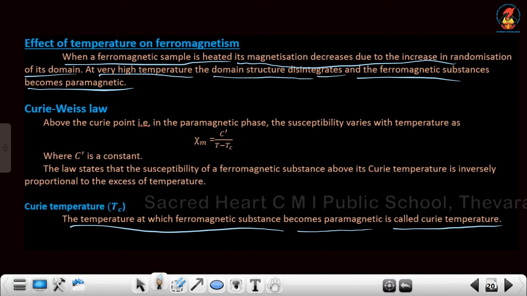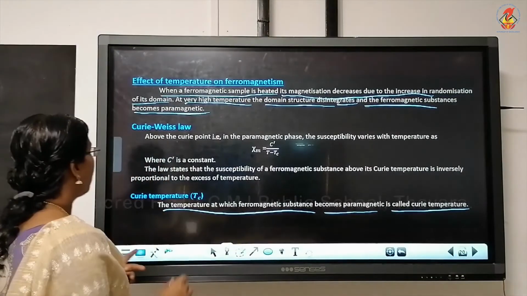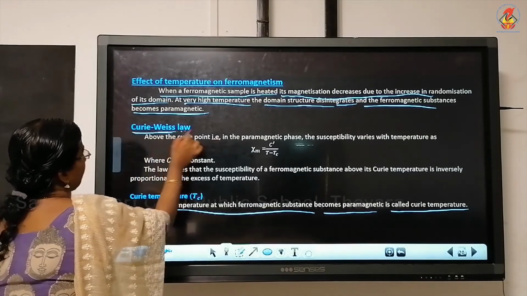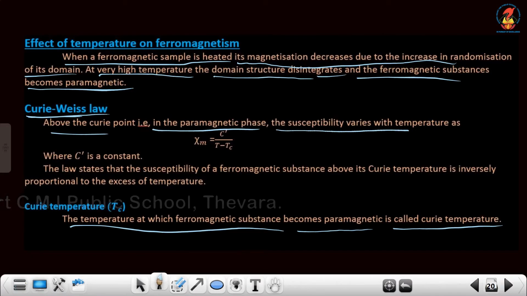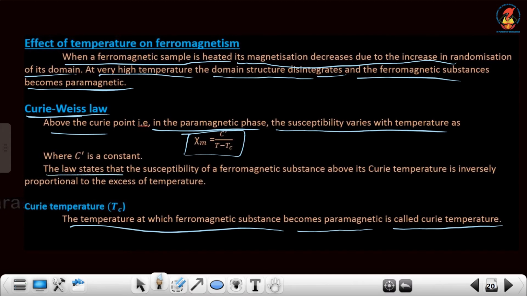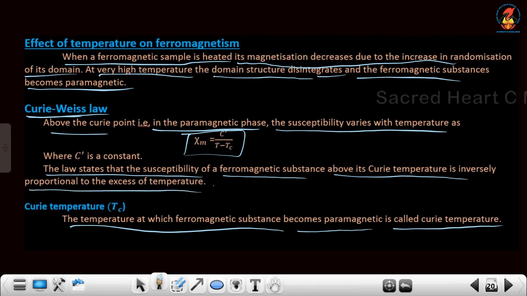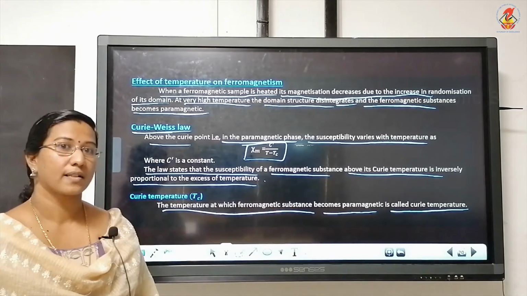So, Curie's law was modified and we got the Curie-Weiss law, that is above the Curie point, in the paramagnetic phase, the susceptibility varies with temperature as given by chi is equal to C dash divided by T minus Tc. The law states that the susceptibility of a ferromagnetic substance above its Curie temperature is inversely proportional to the excess of temperature. This is what the Curie-Weiss law states.